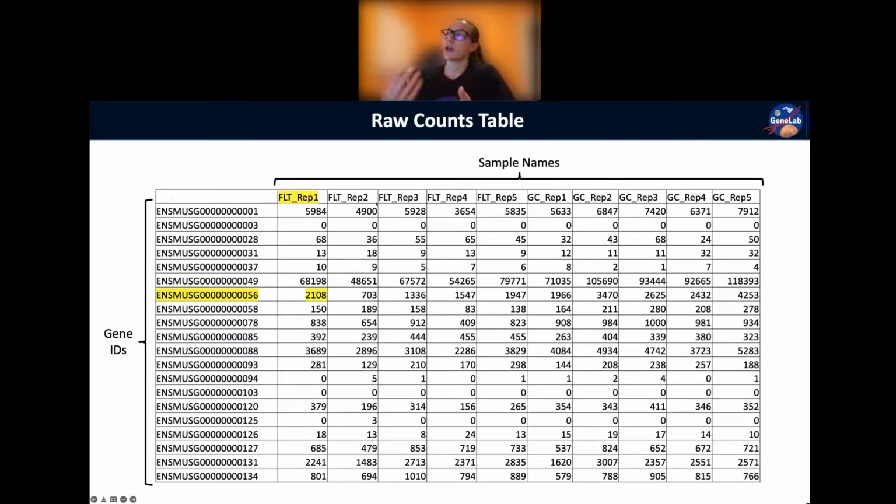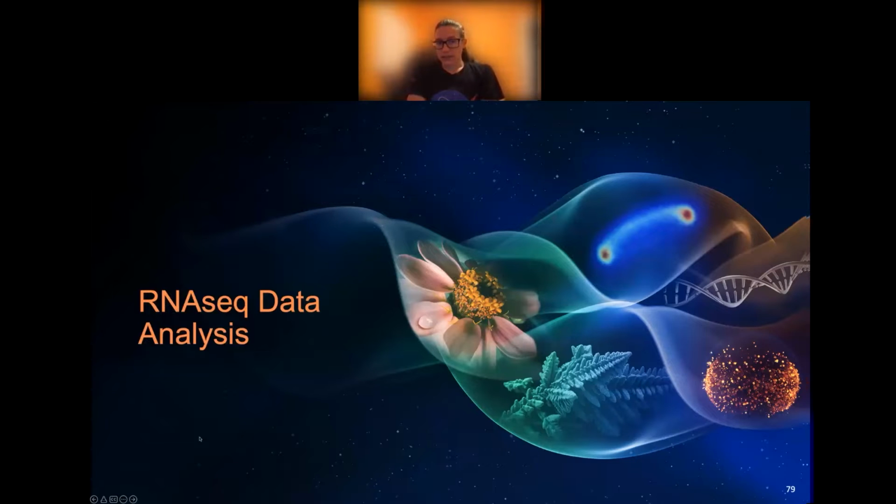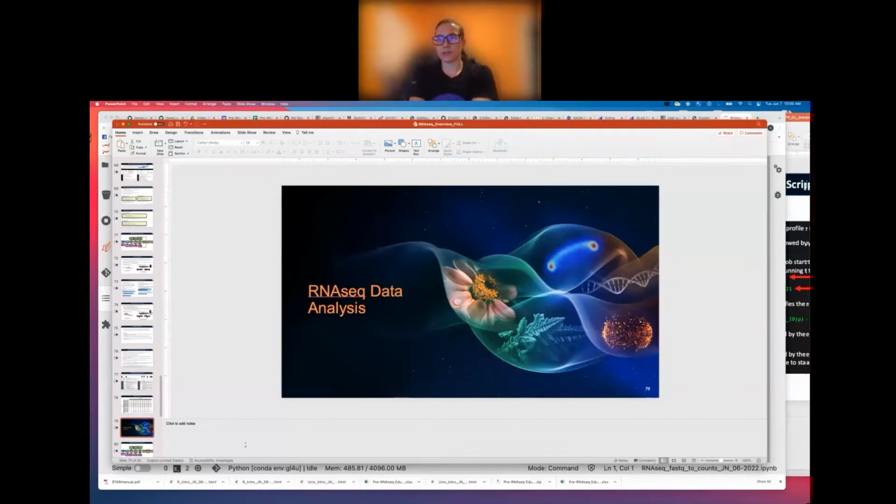So for us, we have 6 samples from flight, 6 samples from ground control. I don't know why I'm only showing 5 and 5 here. I should update that. And you see just the gene that we had been following, the one that ends in 56, we had that expected count value is 2,108. So when we put it in a table, we would see that for rep 1, that's 2,108 there in the table. Any questions about how we quantitate data before we do it?